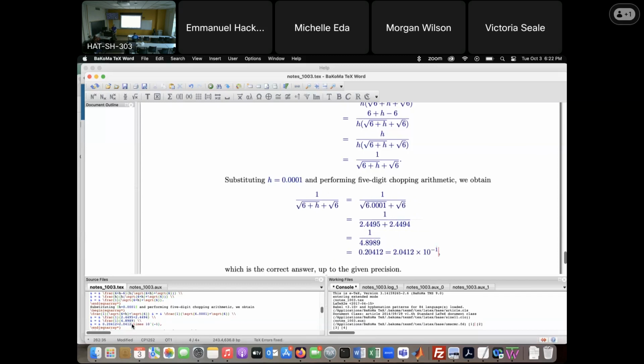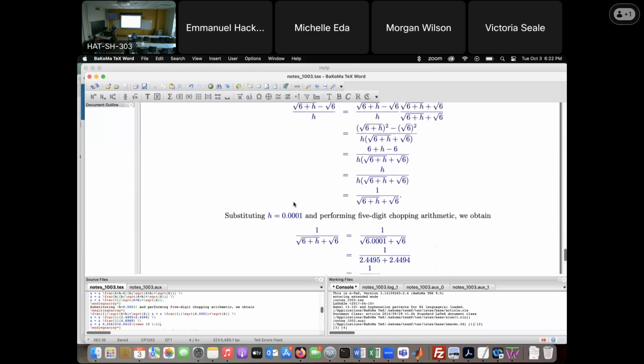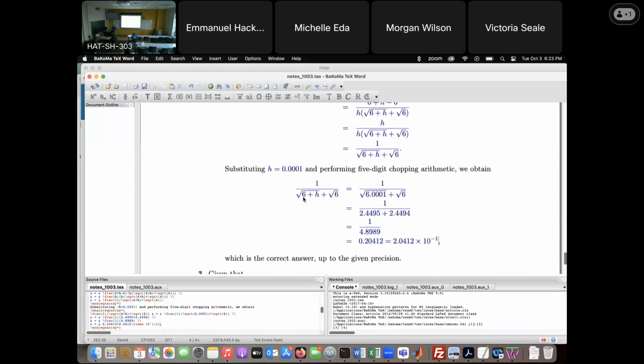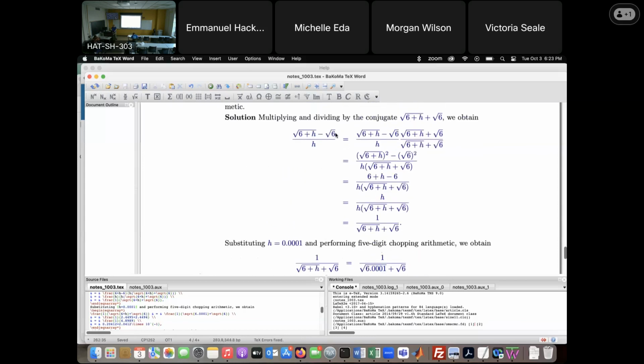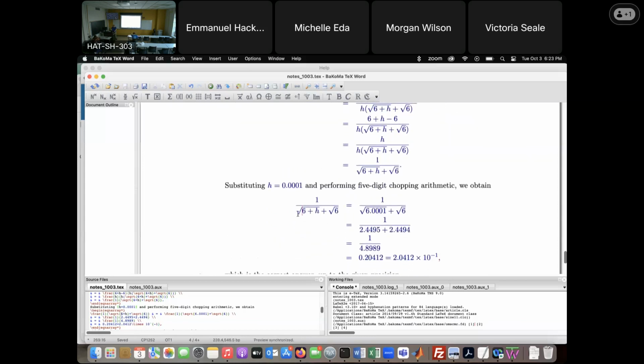Silly question. Is the conjugate more effective because you're no longer subtracting? Yeah, because subtracting close numbers is bad. Addition is always okay. When you're adding numbers of the same sign, there's no cancellation.